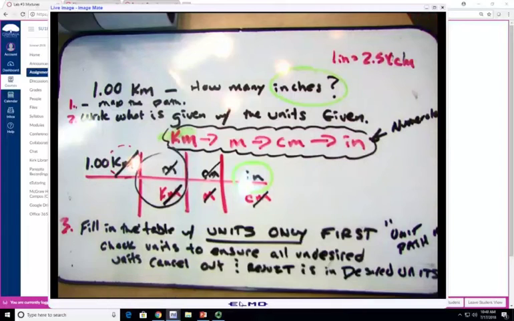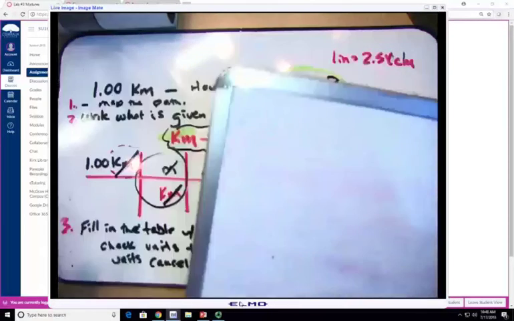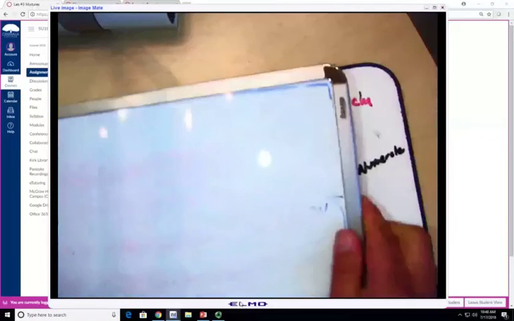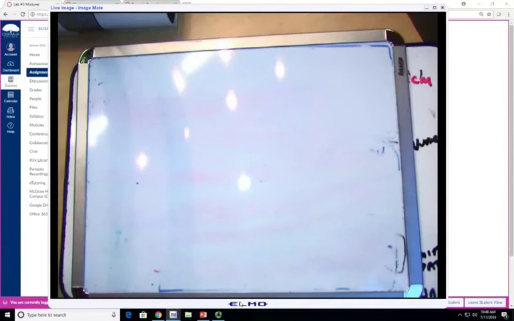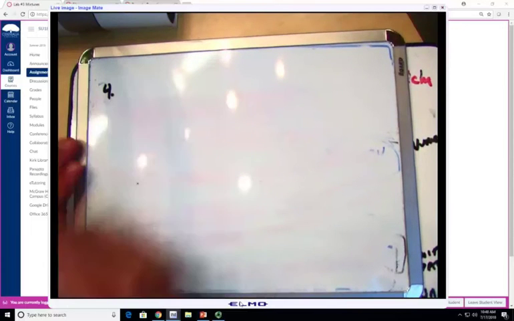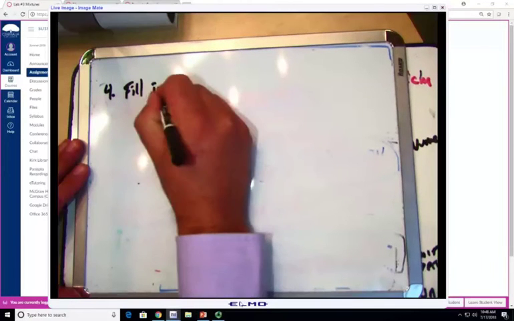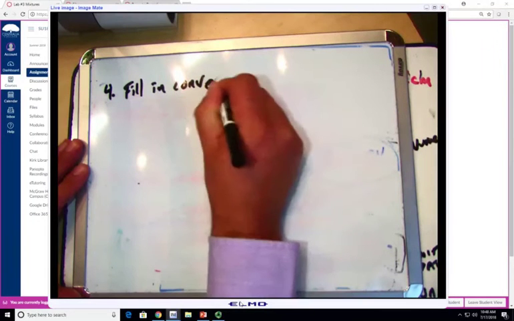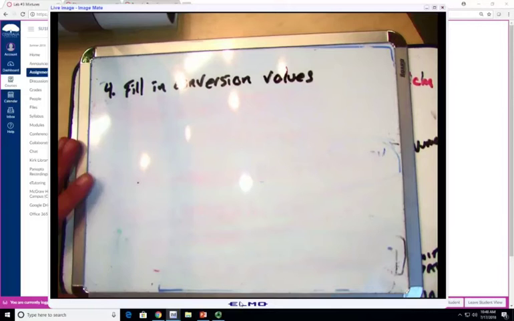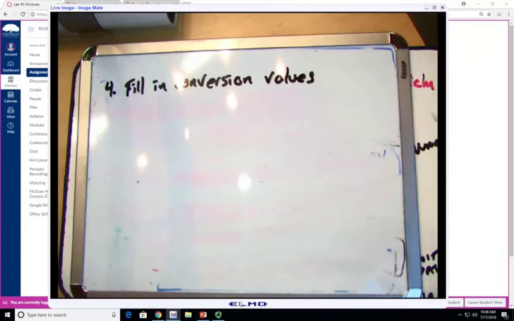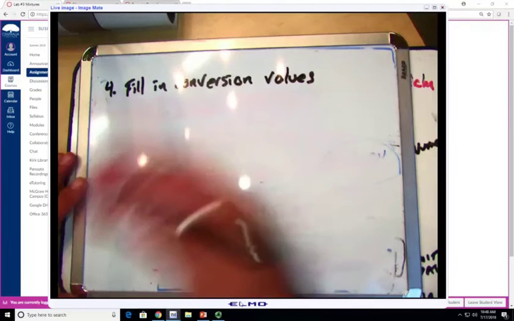Okay, step 4. Let's do this. Step 4, fill in conversion values. Now, I saw a bunch of people yesterday doing something which I thought was really smart. They went on their paper the second they got down to their exam. They're like, okay, I'm just going to put all my conversion values down on a little table and use them. Because it's helpful, right? So let's just do that.